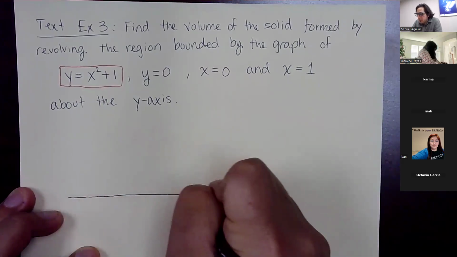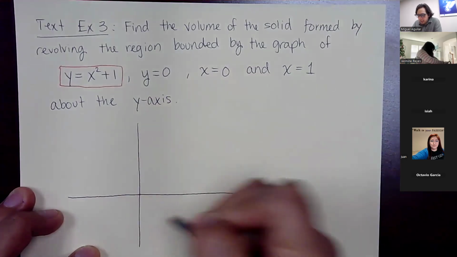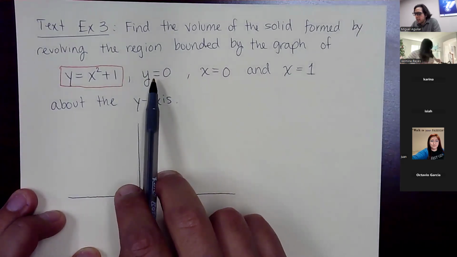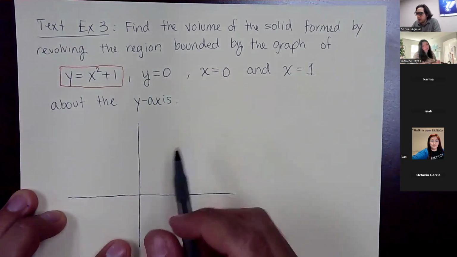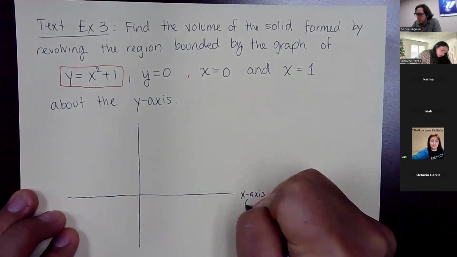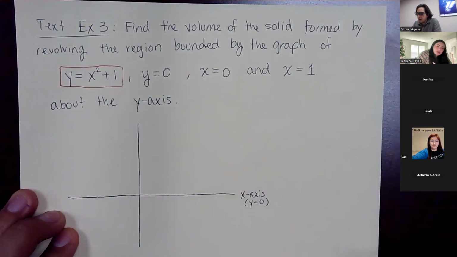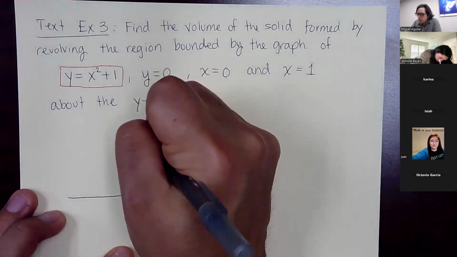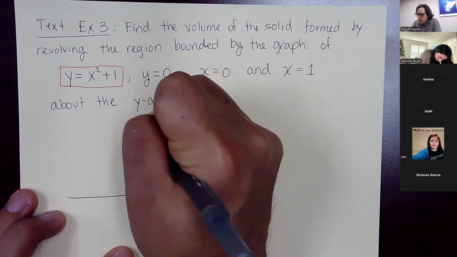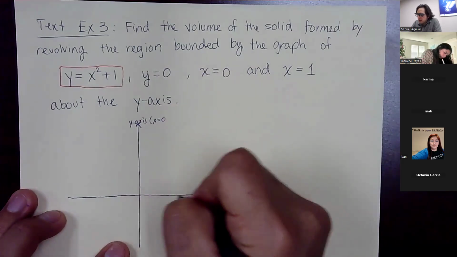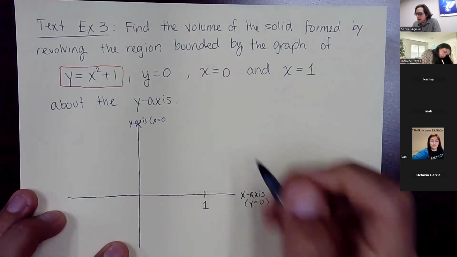So here's my x-axis, here's my y-axis. Okay. And they said that we're looking to be bounded between y equals 0, which is going to be the x-axis itself. X-axis is y equals 0. And then x equals 0, which is the y-axis. And then x equals 1, so out here somewhere.